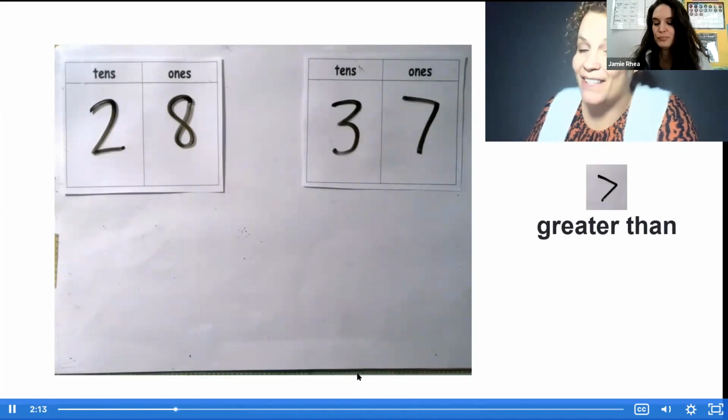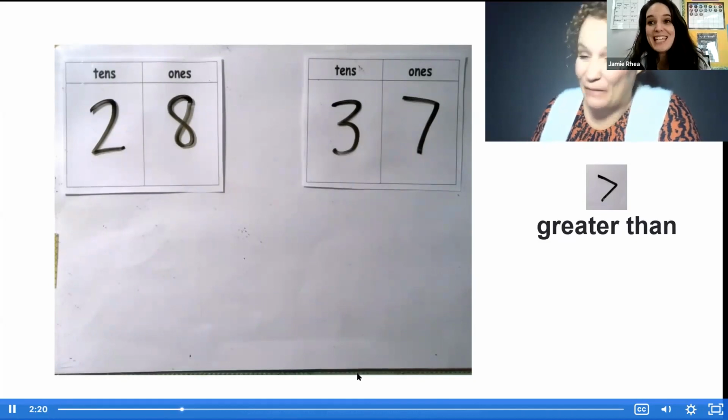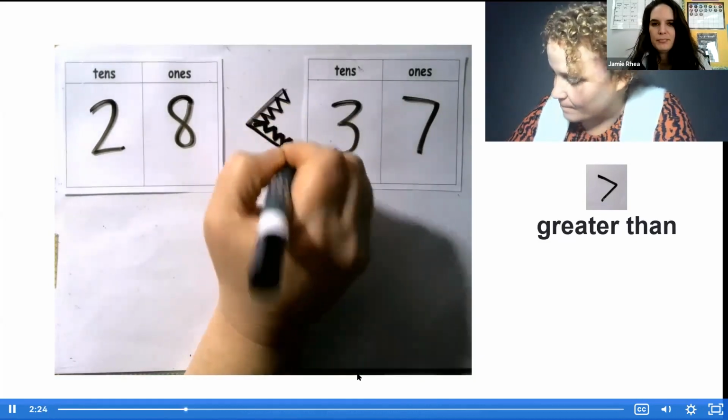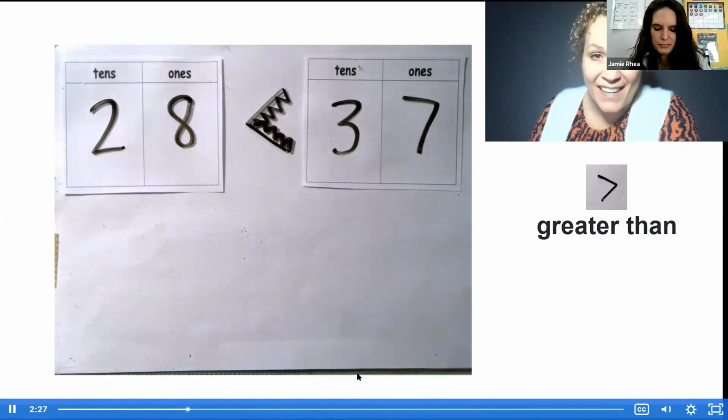Point now to that number that Hal the hungry alligator would prefer to eat. Which one do you think he's going to prefer? Remember, look at your 10. He still would prefer to eat 37. It's still more than 28.